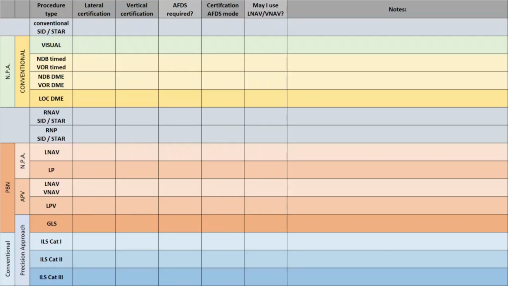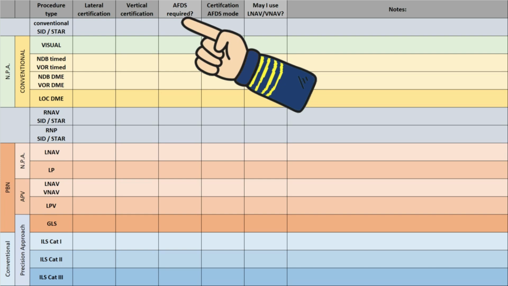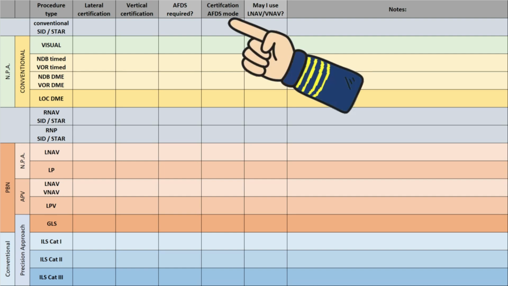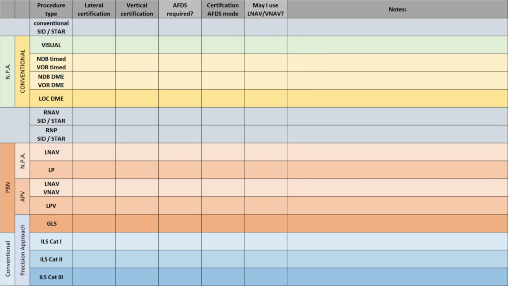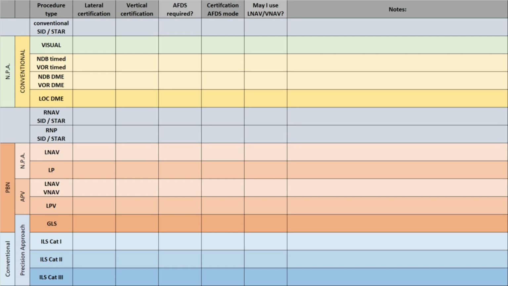We'll now take into consideration this table where we're going to analyze every type of procedure. We're going to see how laterally and vertically this procedure is certified. We're going to ask ourselves if the autopilot is required, the automatic flight director system, therefore also the throttle. And we're going to look at how the automation is certified if its use is needed. And then we're going to ask a very often asked question: may I use RNAV VNAV to fly this procedure? So let's start with the conventional SID and STAR that we saw.